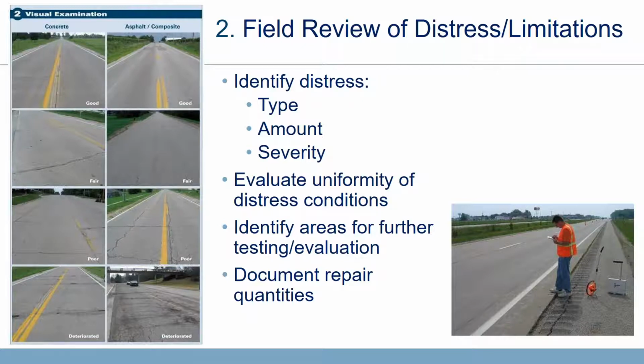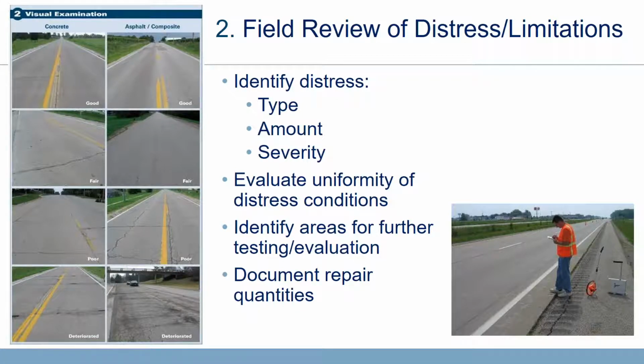When you're out in the field, you want to identify the distress, the type of deterioration, the amount of deterioration, and the severity of it. As you can see in the photos, we start with the good at the top, whether they're concrete pavements or asphalt and composite pavements. As we move down through the matrix, we see fair where we have a few cracks, poor condition where we get some crossing cracks, and then certainly what we would probably call a deteriorated pavement. All could be candidates, but we would have to choose our overlay based on what we have in those pavements.